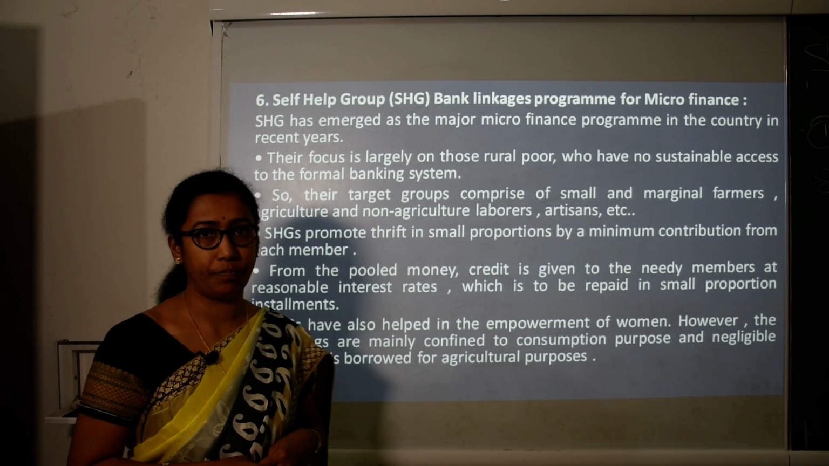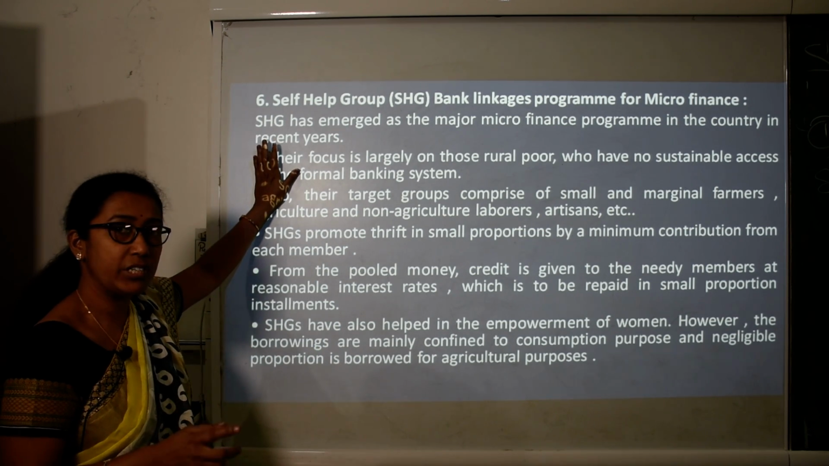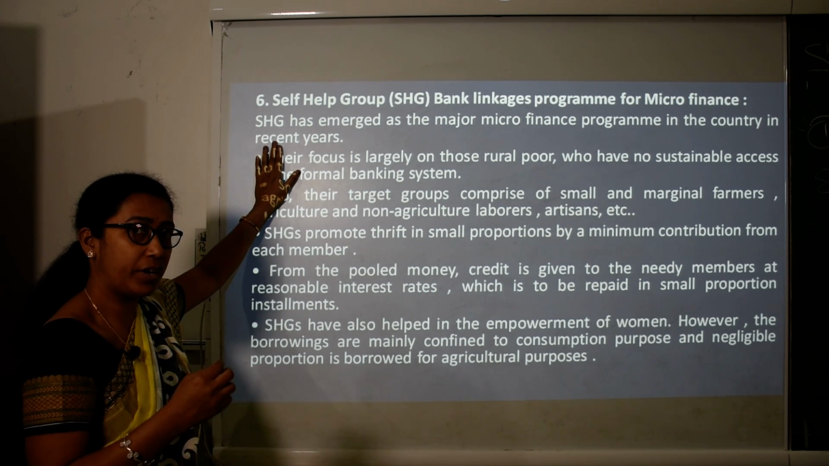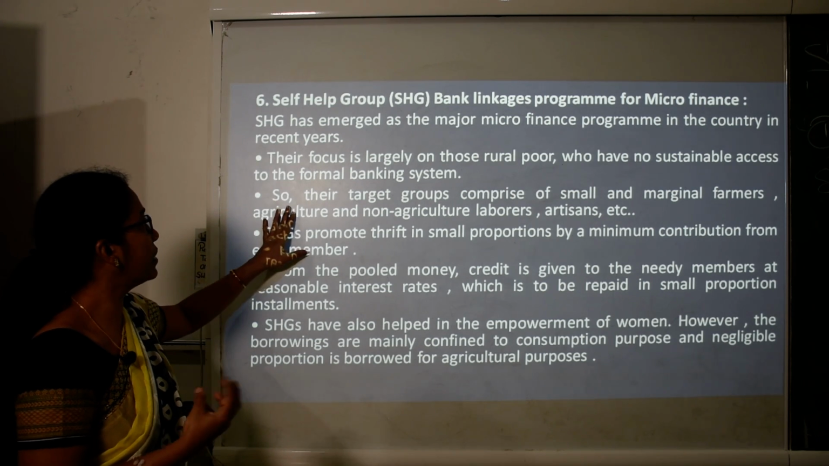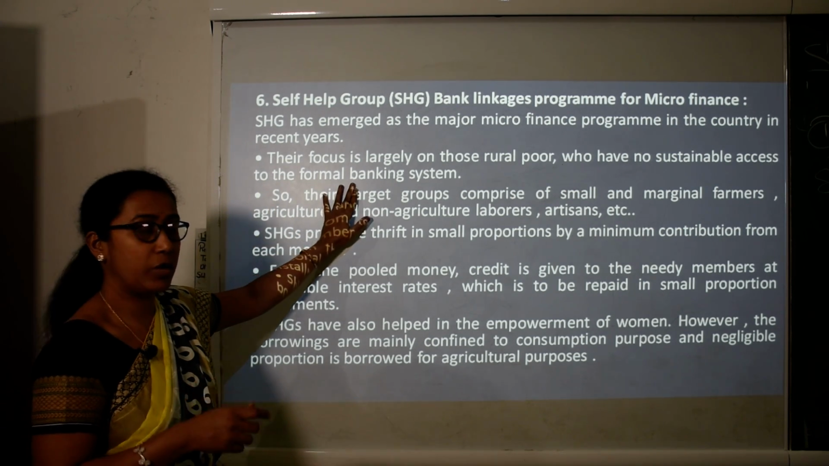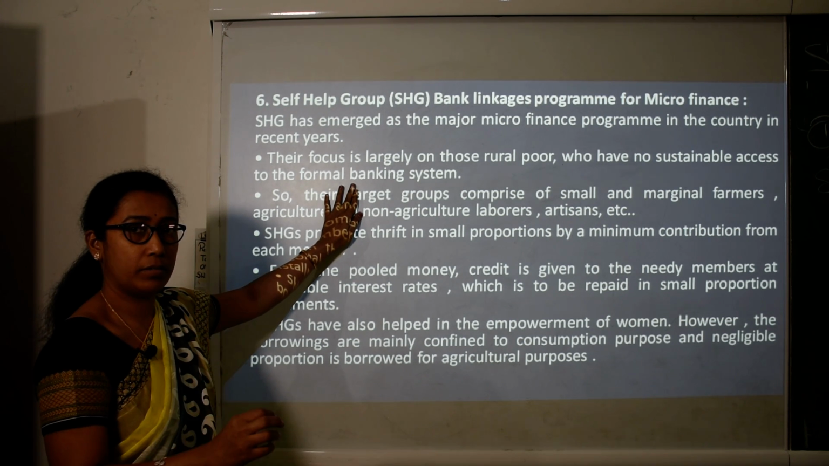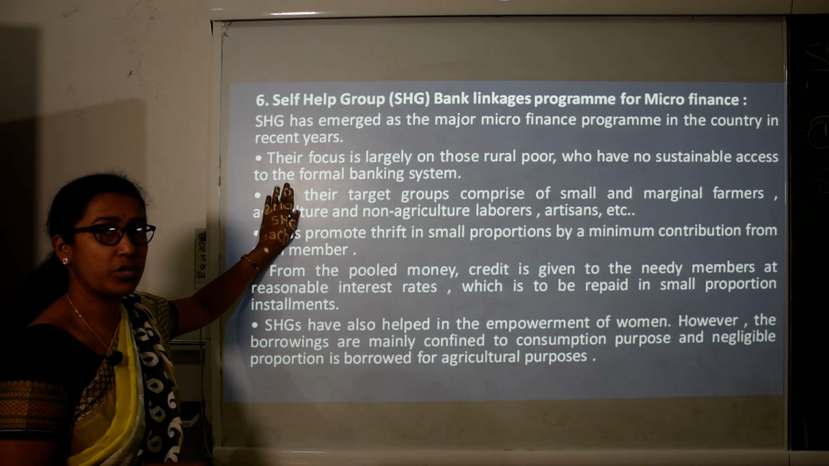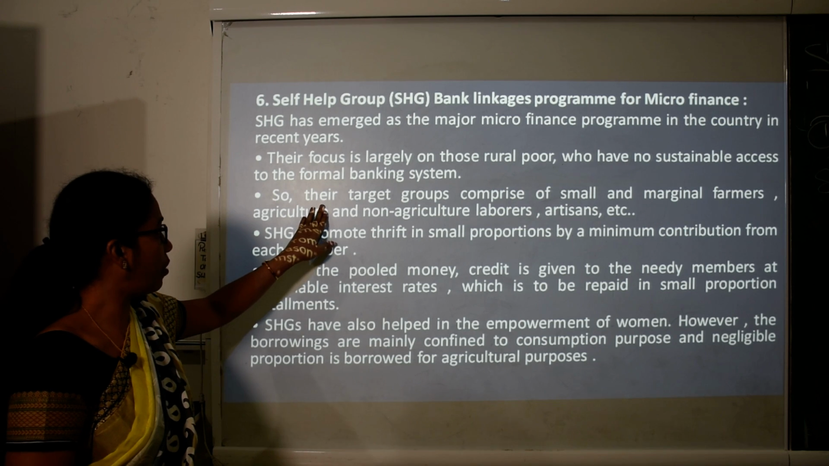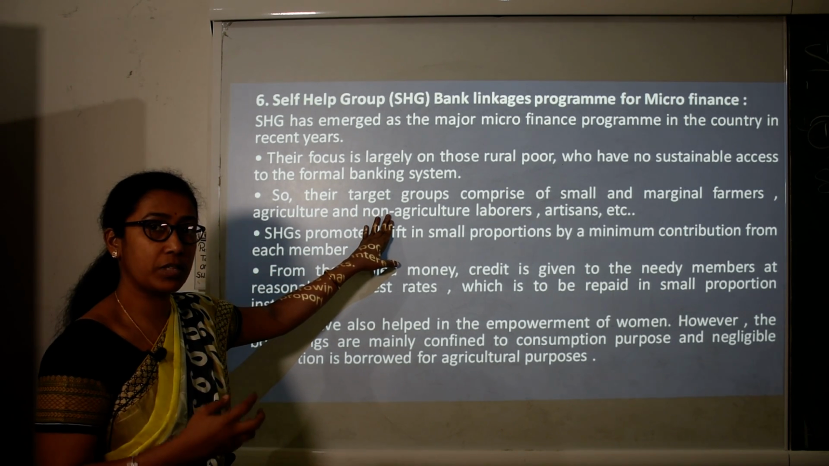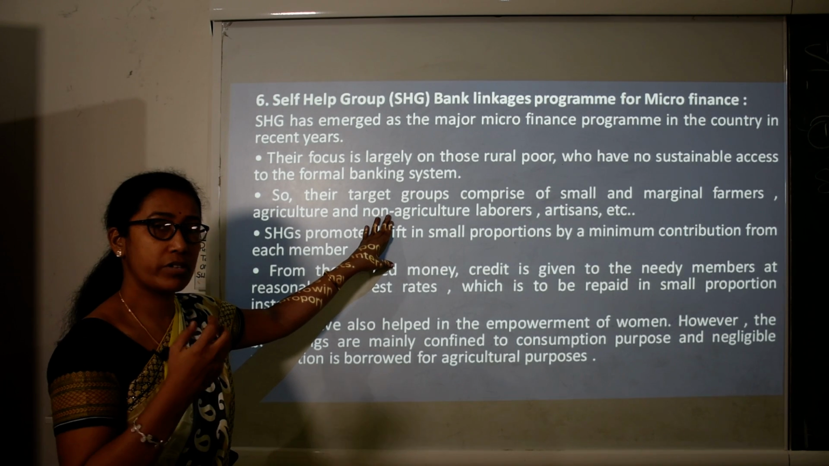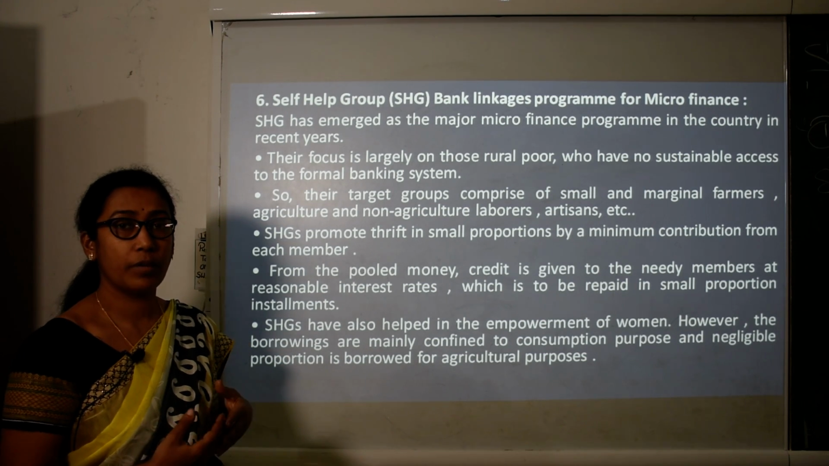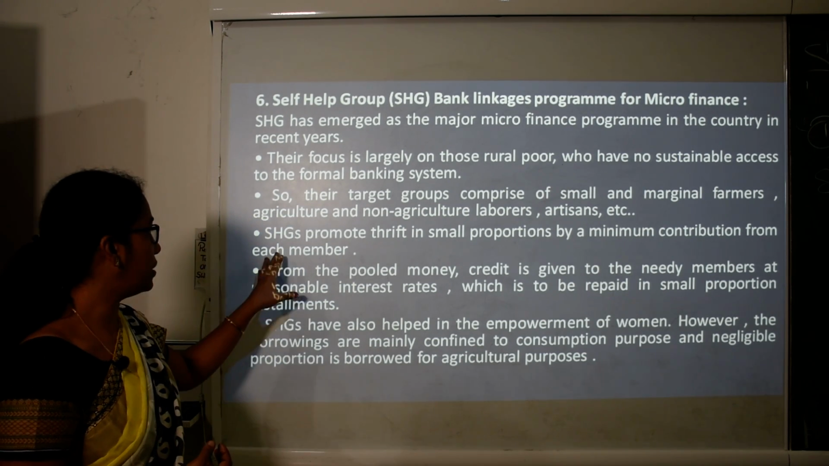Sixth can be self-help groups, having bank linkages for microfinance. This self-help group is also playing a major role in providing microfinance, that is small amounts of finance, all over the country in recent years. Their main objective is largely on providing adequate funds to rural people who have no sustainable access to the formal banking system. Their main target groups comprise small and marginal farmers or small entrepreneurs. They can help in agriculture and non-agricultural work, artisans, the labor force and so many other people.